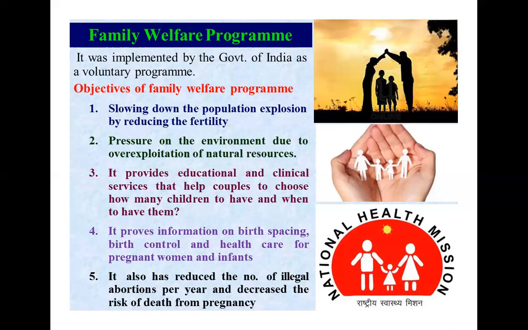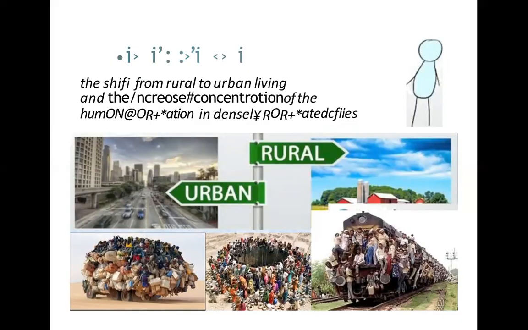The last objective of the family welfare program is to reduce the number of illegal abortions per year and decrease the risk of death from pregnancy, because people in rural areas are not aware of birth control, so they continuously opt for abortion, which can create a huge problem for women and sometimes cause death from pregnancy. Now, with the help of this picture, you can see the population in the rural area and the population in the urban area.